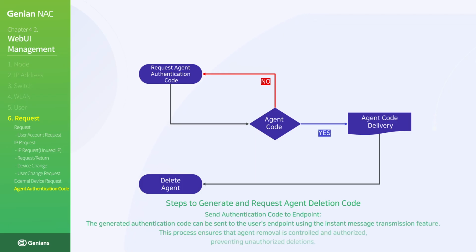Send authentication code to endpoint. The generated authentication code can be sent to the user's endpoint using the instant message transmission feature. This process ensures that agent removal is controlled and authorized, preventing unauthorized deletions.